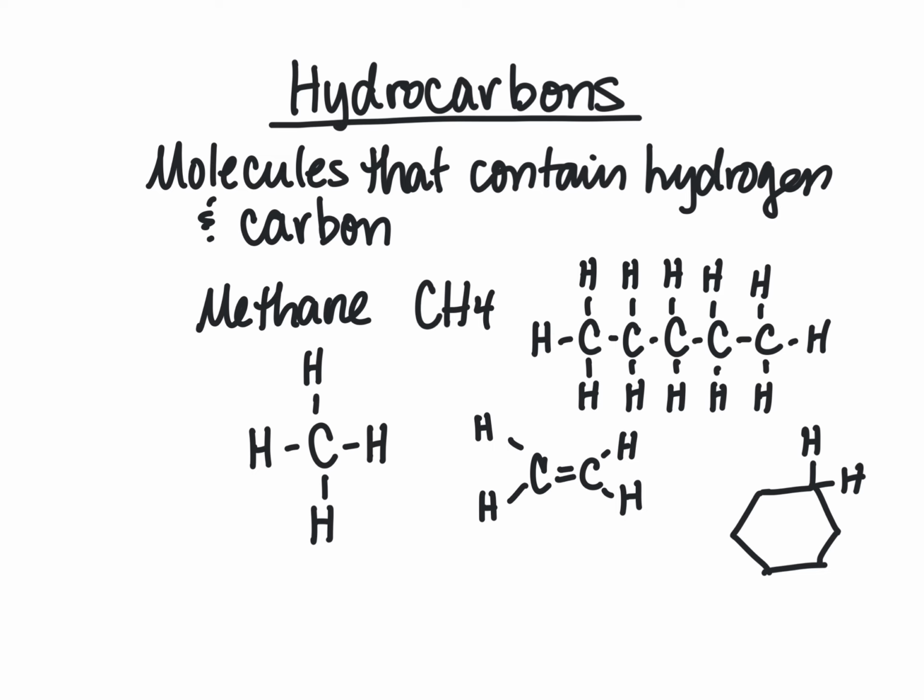They can be these kind of round circles. They can have double bonds. They can have triple bonds. They can be straight. They can be kinked. There's just a lot of different varieties or variations of hydrocarbons that exist.